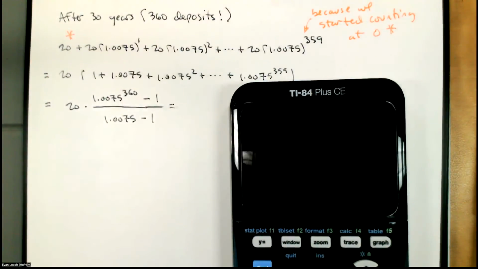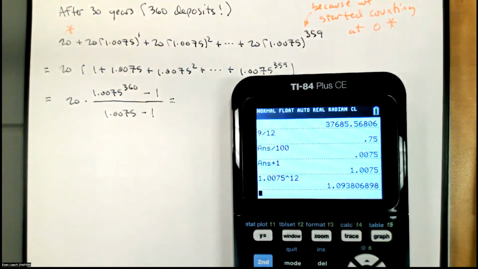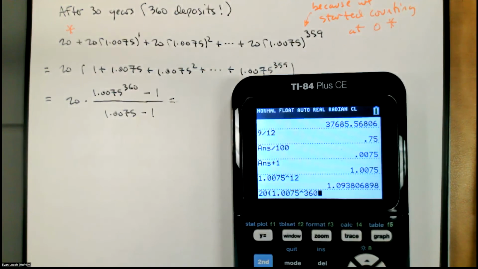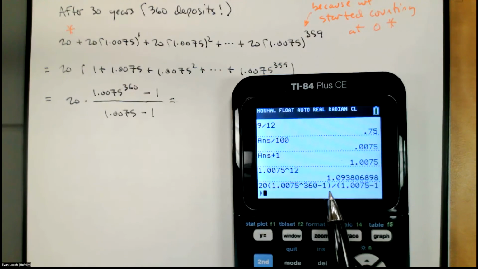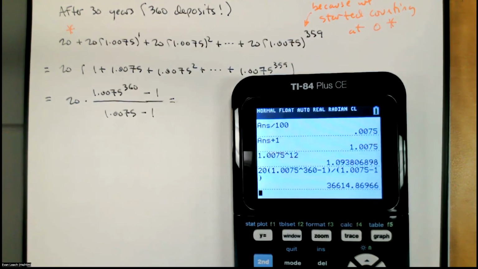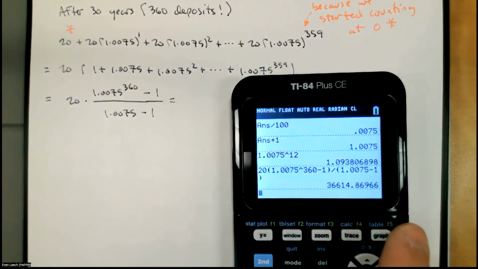Let me just grab our calculating machines. Check our order of operations. This operation is going to do 1.0075 to the 360, then subtract 1 and keep that together. And then 1.0075 minus 1 in parentheses. We'll divide those two and multiply by the 20. So not bad, 36,614.87.